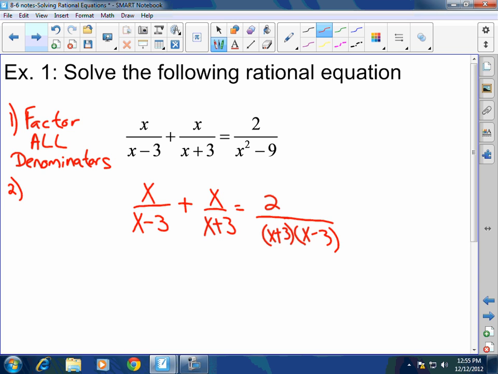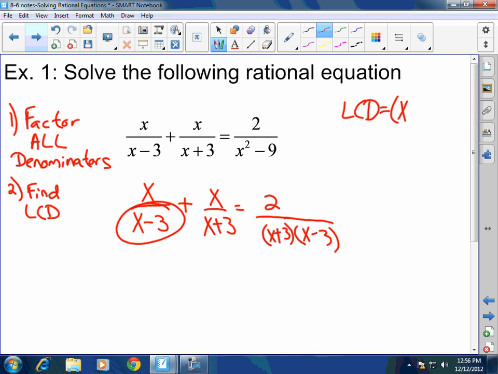Step 2, find the LCD. In this particular case, gentlemen, what's the LCD here? X squared minus 9. Okay, yeah, thank you. You're right. Don't put the LCD in that format. Do not go ahead and combine LCDs, because if you put x squared minus 9, will you know what this is missing then?